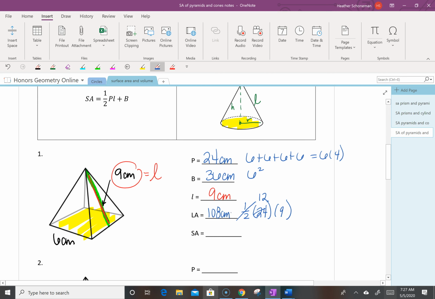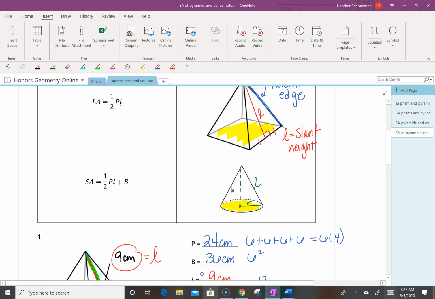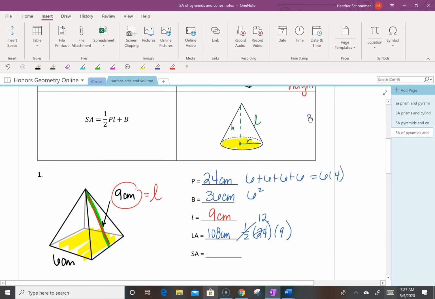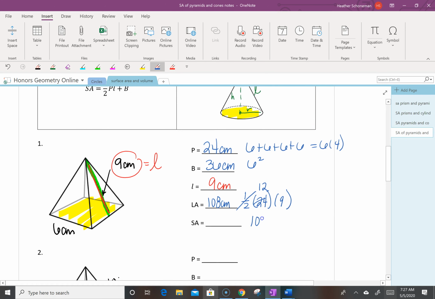That's lateral area. Now, total surface area includes the bases, but in a cone or pyramid, there's just one base. Now notice this part matches. All we're adding is just this one base. So we're taking whatever that number is and adding the one base. So total surface area is the lateral area, which is 108, plus the one base, which is 36. So we add those and get 144 centimeters squared. I need to fix my labels. Lateral area is centimeters squared, so is area of base.